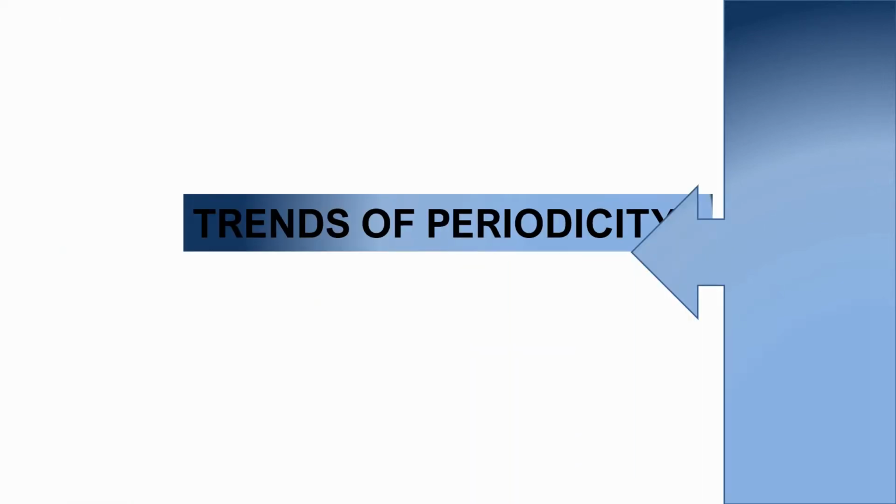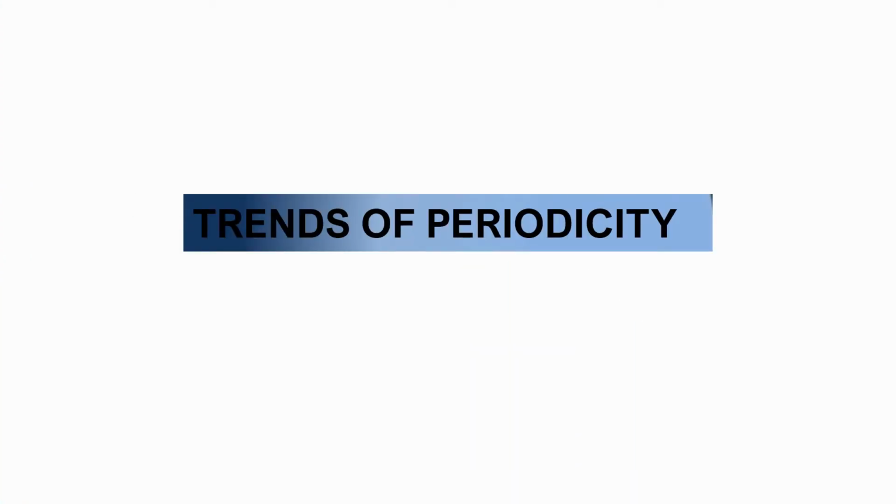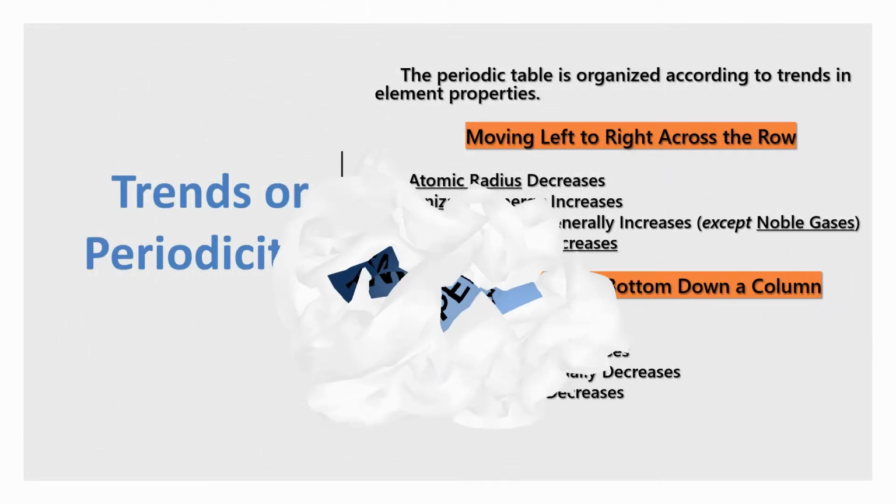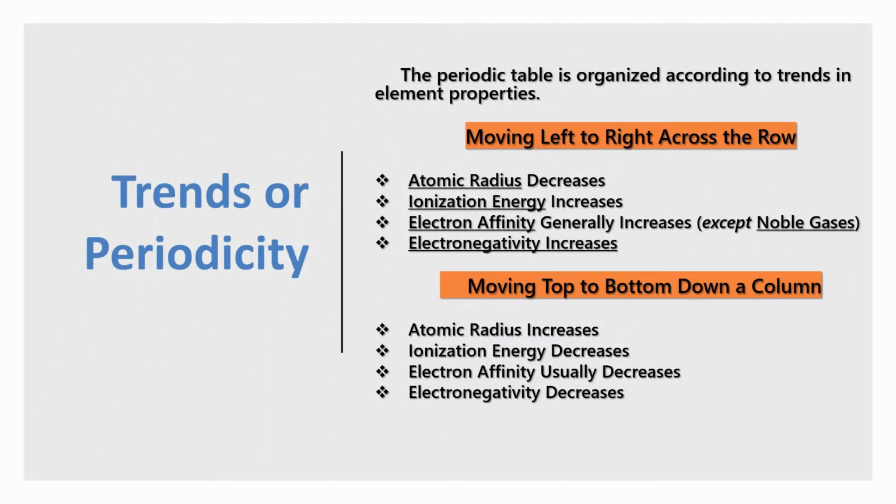Trends or periodicity. The periodic table is organized according to trends in element properties. The first trend is when you are moving left to right across a row of the periodic table: atomic radius decreases, and the ionization energy increases. The electron affinity generally increases, except for the noble gases in the last column. And lastly, the electronegativity increases.